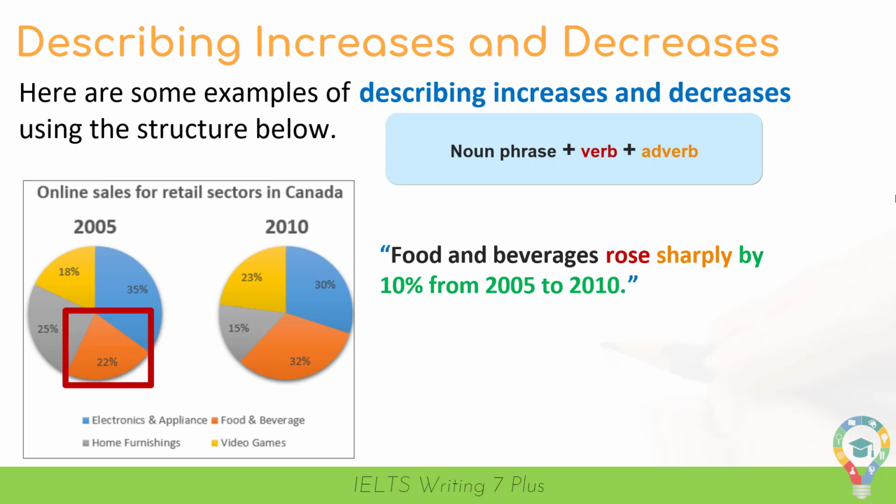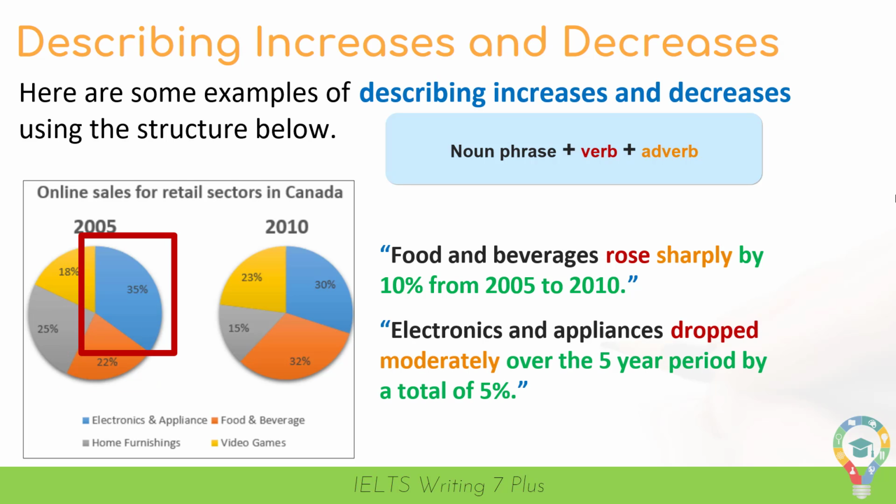Food and beverages rose sharply by 10% from 2005 to 2010. So I've added an amount by 10% and the preposition of time from 2005 to 2010. Here is another example. In blue, the electronics and appliance figure, which drops by 5%. Electronics and appliances dropped moderately over the 5-year period by a total of 5%.